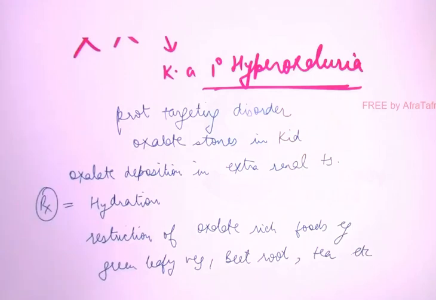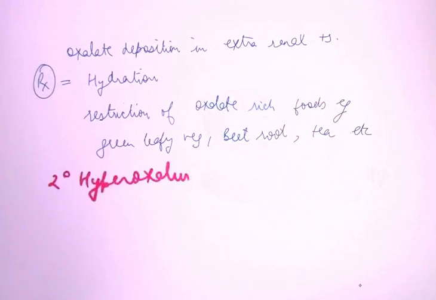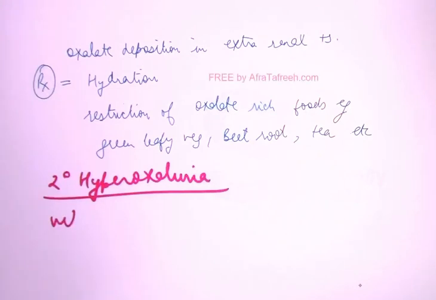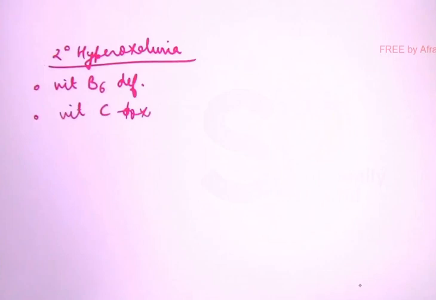Now let's see what is secondary hyperoxaluria. Secondary hyperoxaluria is due to some secondary causes. Here vitamin B6 deficiency. In the deficiency of vitamin B6, glycine metabolism will not occur and excess of glycine will be forming excess of oxalate. So vitamin B6 deficiency is one reason. Vitamin C toxicity is another reason.